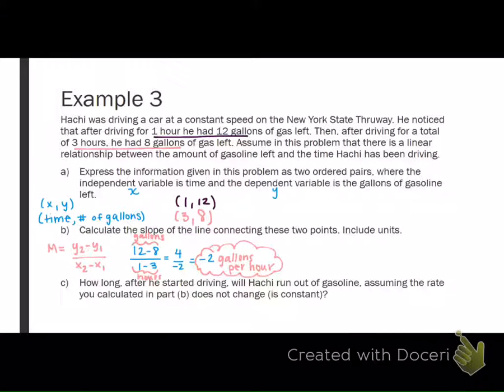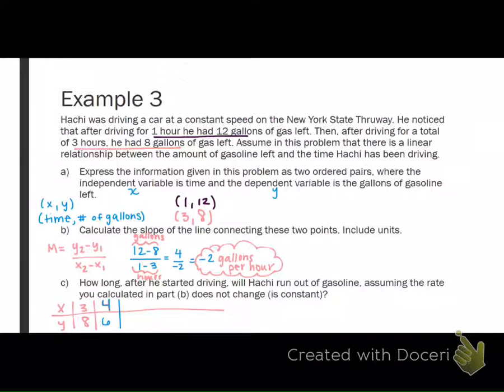Okay then. So it says, how long after you started driving will Hachi run out of gas, assuming the rate you calculated in part B does not change and is constant? So if we're making a table, we can make a table, an XY table. So he starts, we know that he has... After 3 hours, he has 8 gallons of gas left, right? So after 4 hours, how many gallons of gas would he have left? 6. Justin, how did you get that?